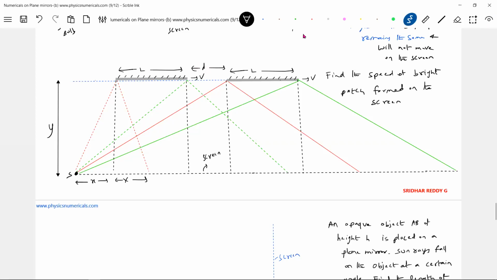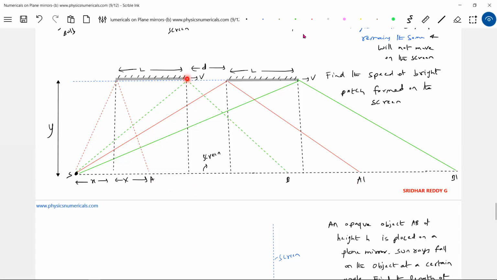So the mirror was moving with a velocity v. How much distance has the mirror moved? Here you see this one, the distance d. How much has the patch moved here? So this is the source S. We'll take this point as A and this corresponding point as B. Let this be A dash and this B dash.